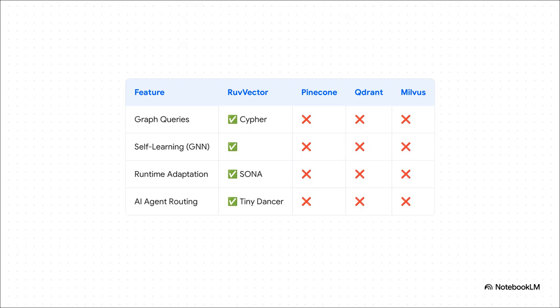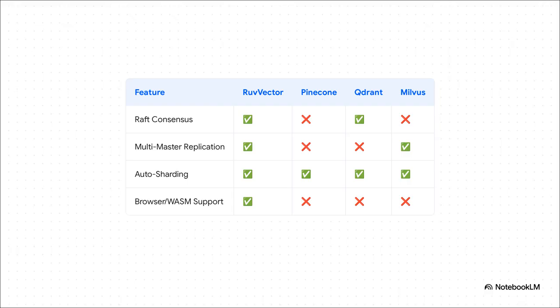Look at the chart. It's just a sea of red X's for the competition. These aren't small upgrades. These are capabilities the others just don't have. This is exactly why we're saying it's a whole new category. And to top it all off, let's talk architecture. It's built like a tank for scale and reliability.